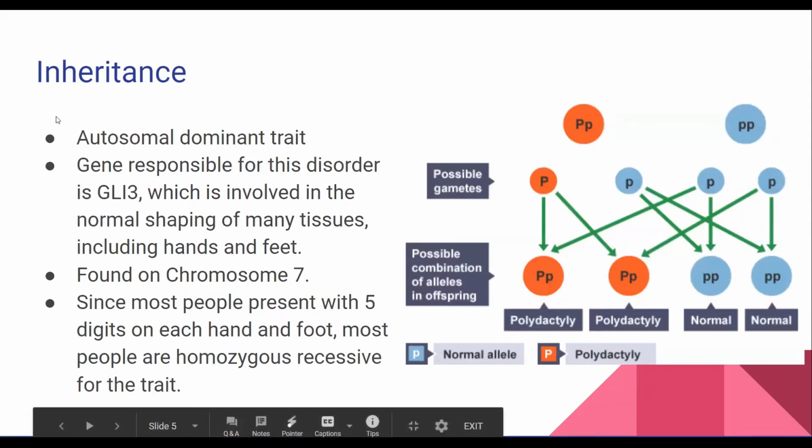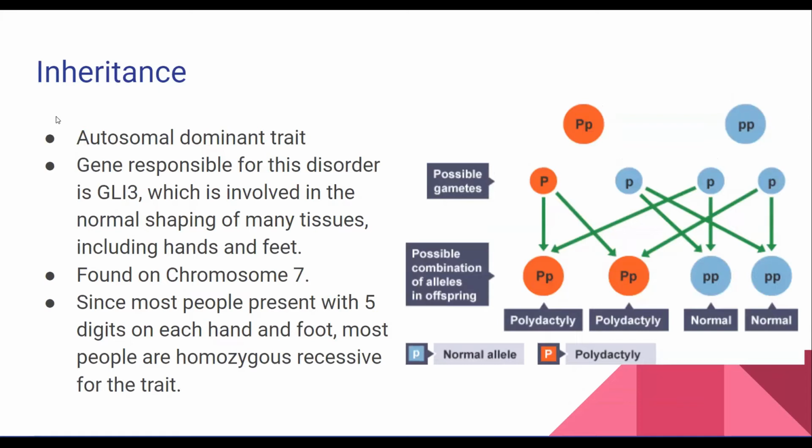Polydactyly is an autosomal dominant trait, which means it's equally inherited by males and females, and it is a dominant trait, meaning if the gene is present, it will be expressed as the phenotype. The gene responsible for this is GLI3, which is involved in the normal shaping of many tissues, including the hands or feet. The gene is found on chromosome number 7.